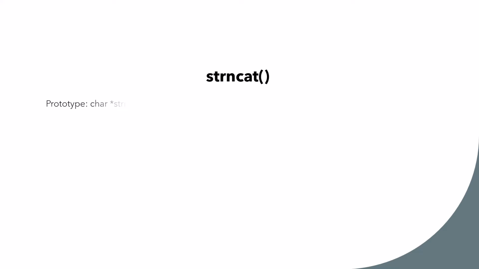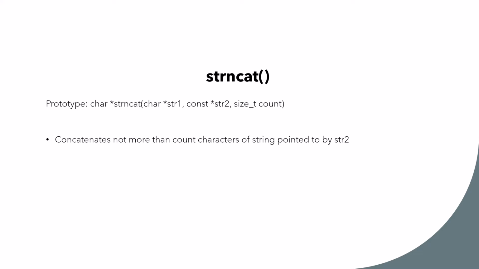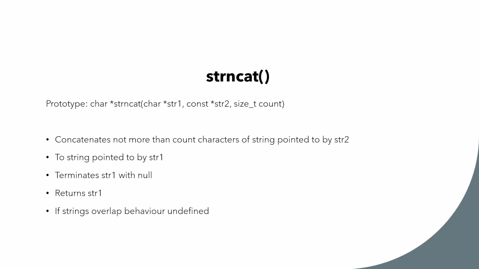Coming to strncat, from the prototype, you can see this function again returning a character pointer, but it's got three arguments: the two pointers str1 and str2, as well as a size_t type count. It concatenates or joins not more than count characters of the string pointed to by str2 to the string pointed to by str1, and that is the difference between strncat and strcat. It terminates str1 with a null and returns str1. If the strings overlap, again behavior is undefined. Remember again, no bound checking is done by strncat.